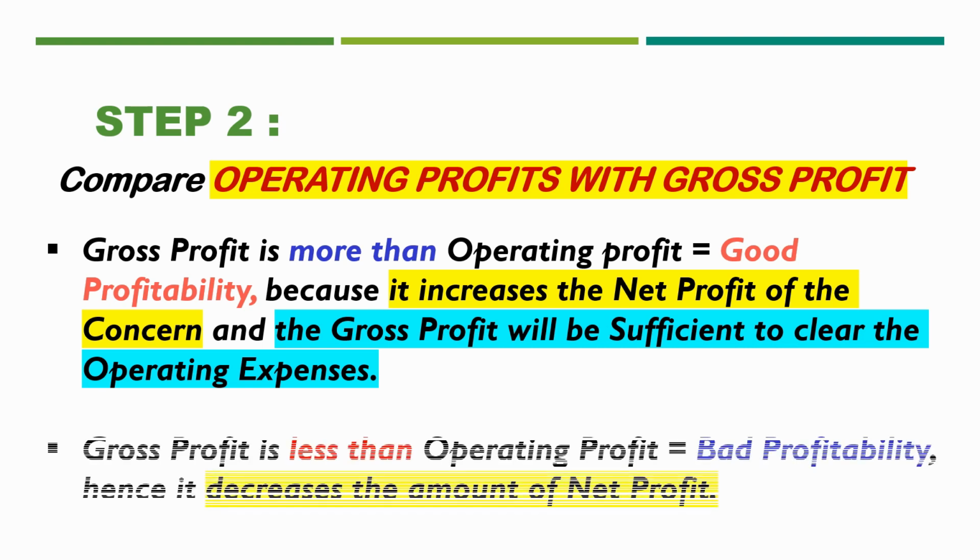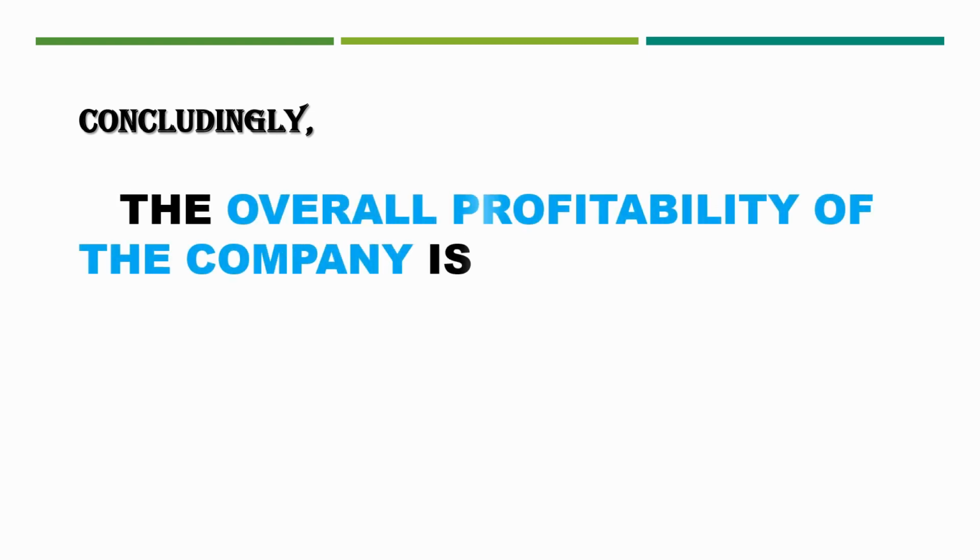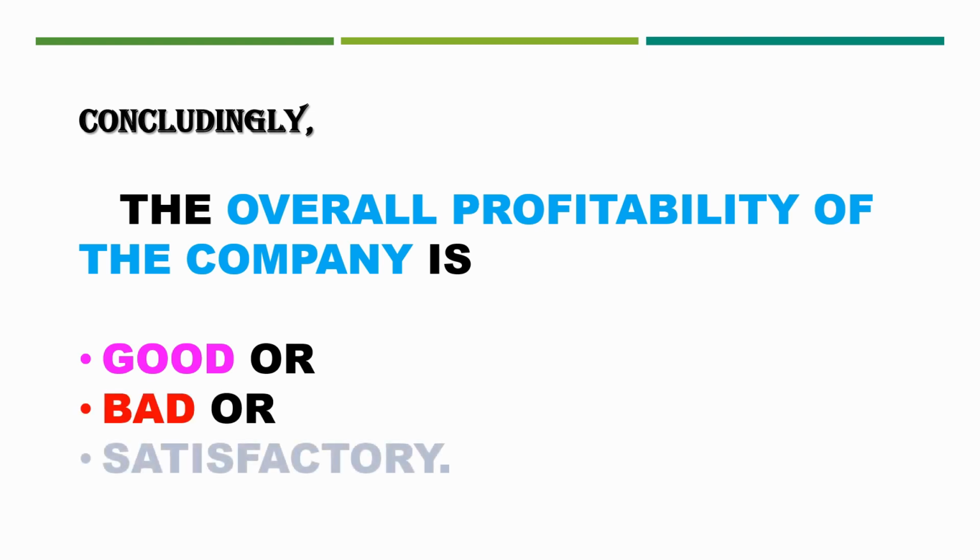Next, if the gross profit is less than the operating profit, that indicates a bad profitability of the company. Hence, it decreases the amount of the net profit. Concluding, we can write that the overall profitability of the company is either good, bad or satisfactory, all these three according to the sum that is given in the question.